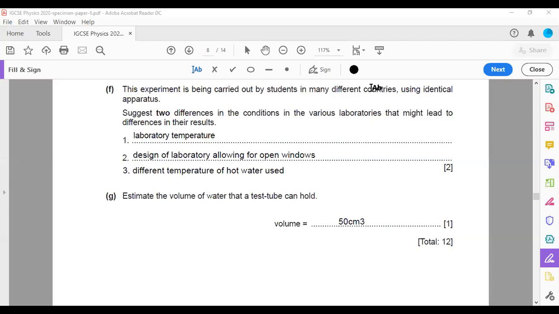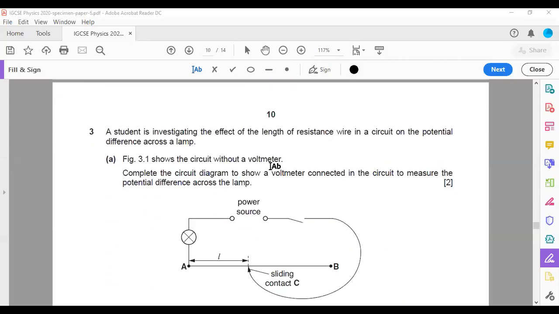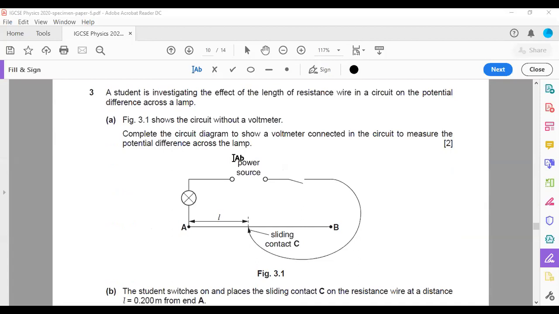Alright, welcome again. So we continue now with question 3 from our paper here. In the specimen paper, it says a student is investigating the effects of the length of resistance wire in a circuit on the potential difference across the lamp. So what happens is this: in this circuit, when I close the switch, current flows through. When you adjust the movement between points A and B, the lamp would either become bright, dull, or off.